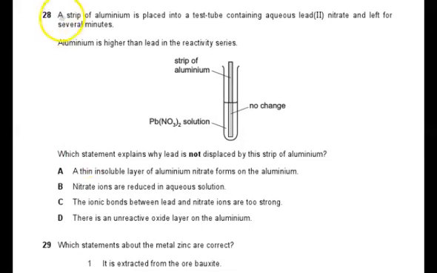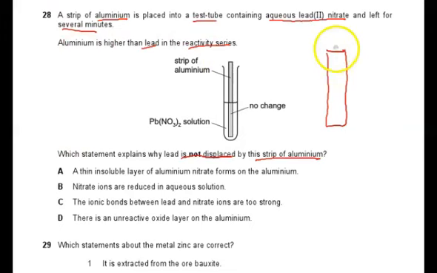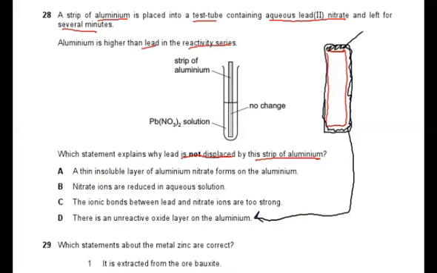A strip of aluminium is placed into a test tube containing aqueous lead(II) nitrate and left for several minutes. Aluminium is higher than lead in the reactivity series. Explain why lead is not displaced by this strip of aluminium. Even though aluminium is one of the higher reactive metals, aluminium metal will form an oxide of itself with the surroundings. This is its characteristic, that's why aluminium appears not reactive. This oxide layer will protect the aluminium from being oxidized further. So it is unreactive. So your answer here should be D. There is an unreactive oxide layer on the aluminium. So number 28 is D.